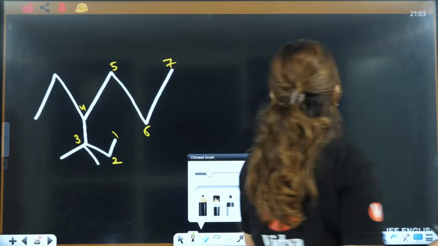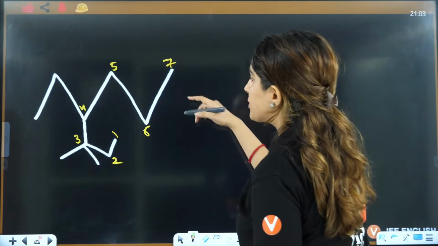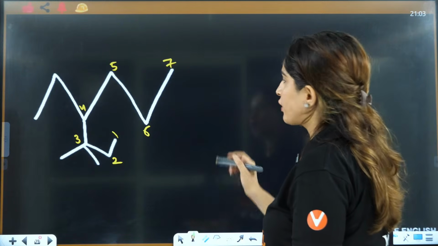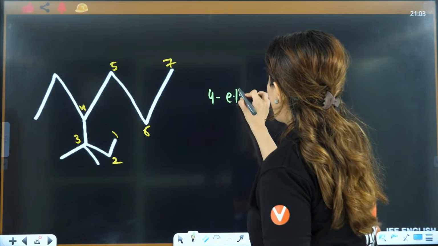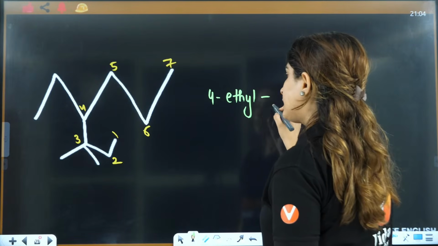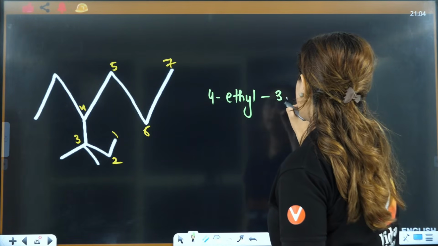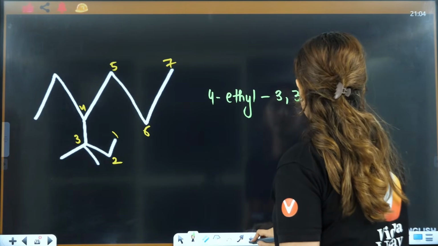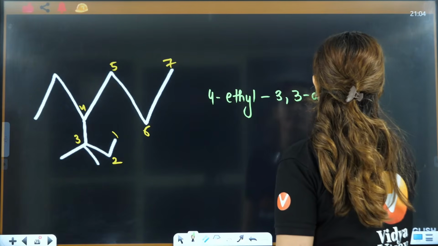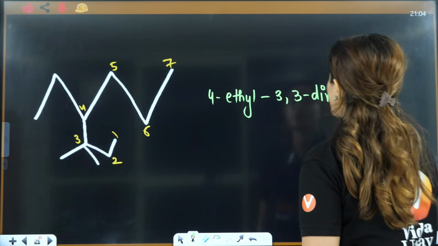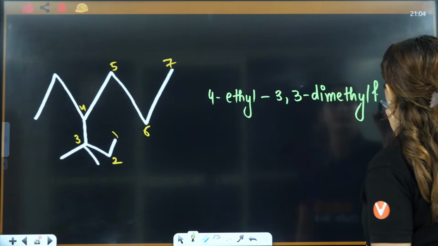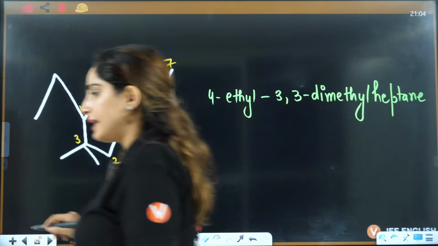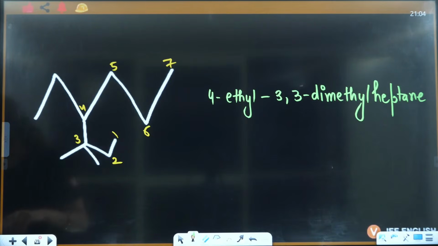And here what you will write? You will write on the third position you have dimethyl and here you have ethyl. Okay, so you will prefer writing 4 first. 4 ethyl, then you will have 3, 3 dimethyl. And what is this one? This is heptane. 4 ethyl, 3, 3 dimethyl heptane.